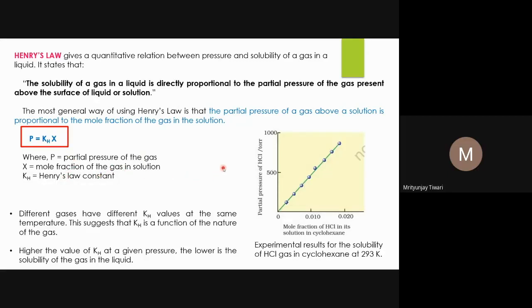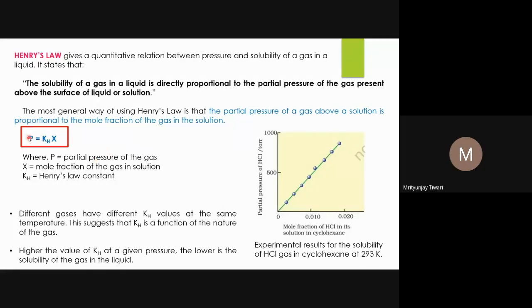What is the mole fraction of gas in the solution? This is what you should understand. And P is the partial pressure above the solution. It is not in the solution, it is above the solution. Partial pressure means the pressure of a gas. Now, does it mean P is proportional to X?